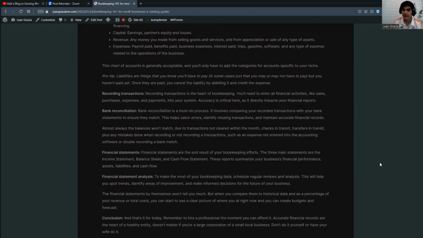You need to enter all financial activities like sales, purchases, expenses, and payments into your system. Accuracy is critical here, as it directly impacts your financial reports. And do not forget, not only in quantity, but also in categories, because the categories make up something different in all of your accounting reports. So make sure you understand how to record transactions. QuickBooks, Xero, all of these accounting softwares have very quick, easy tutorials to follow on YouTube. So it's not really that hard to learn how to record something.